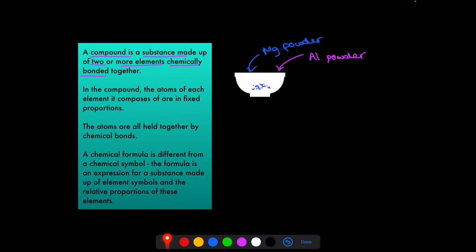They're not a compound. There's something we call a mixture. Again, we'll come back to this in future videos, mixtures versus compounds. Okay, this is a mixture here. It's not a compound. Because in a compound, you have to be chemically bonded together.